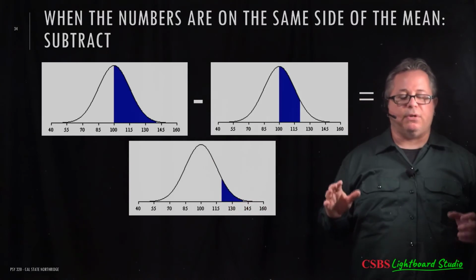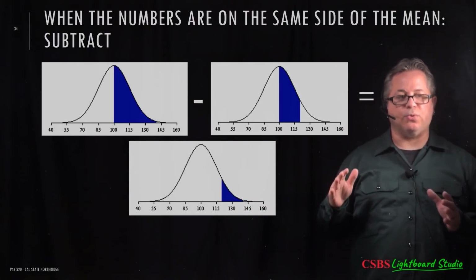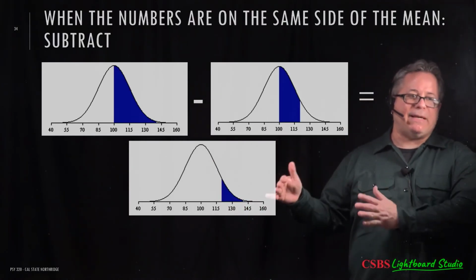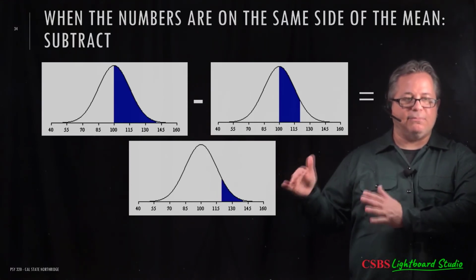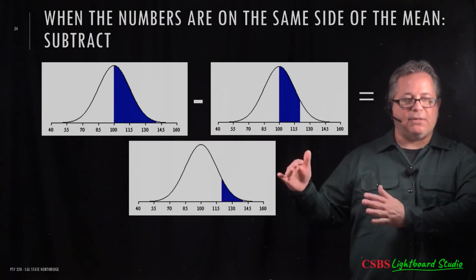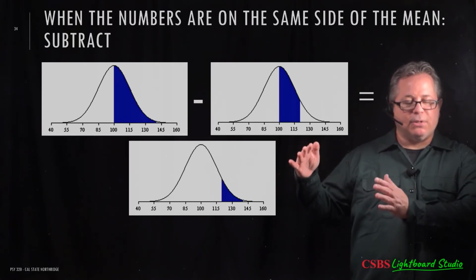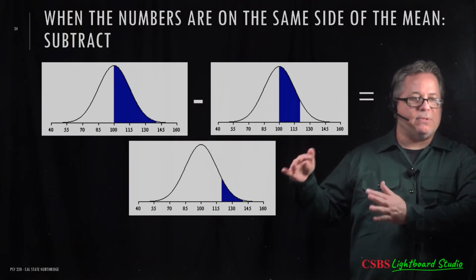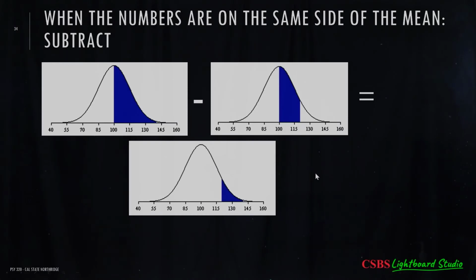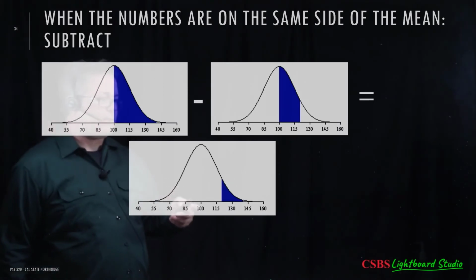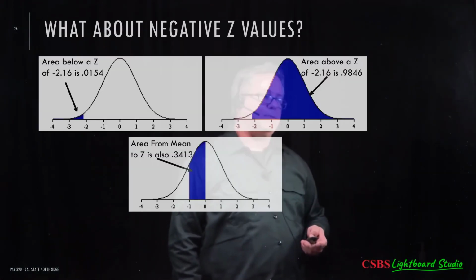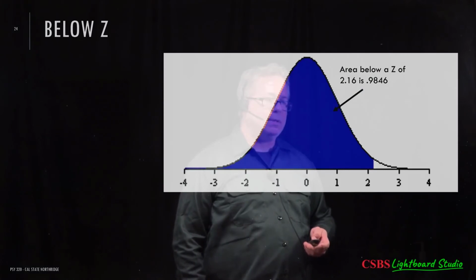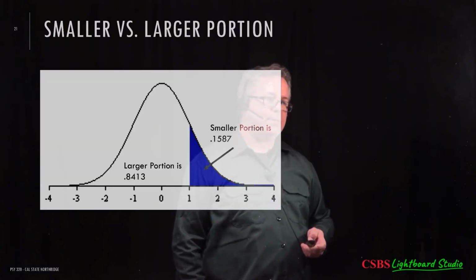All right, so when the scores are on the same side, you're going to subtract their areas. Same side, subtract. Say that over and over again. It's like your mantra. Same side, subtract. So when they're on the same side of the mean, you're going to subtract.